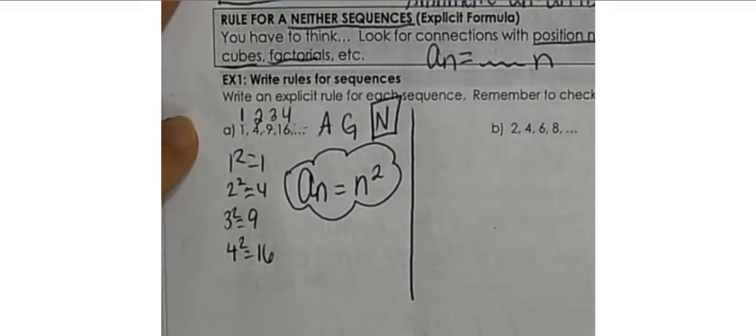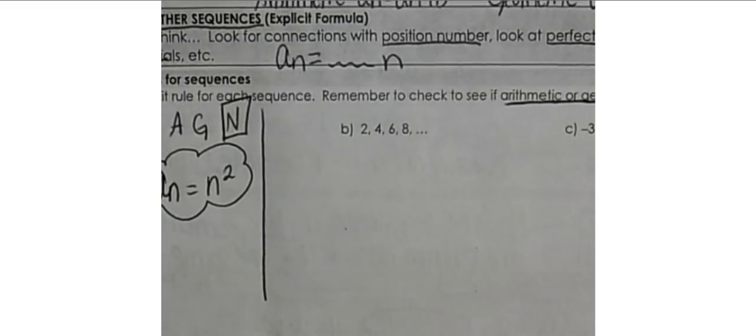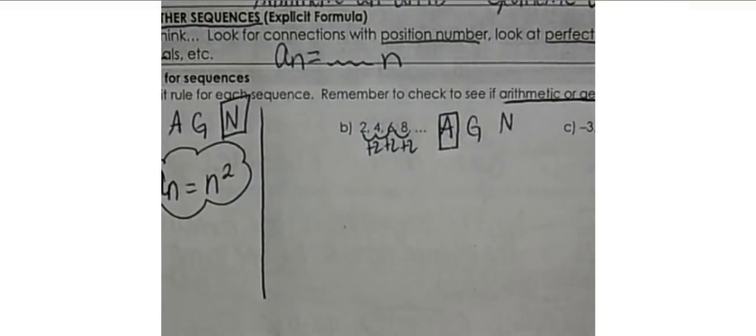Let's go ahead and look at letter B. For letter B, we want to look at our values. We want to identify if this is arithmetic, geometric, or neither. We need to look at our numbers. I know to go from 2 to 4 to 6 to 8, it appears as if I am adding 2 each time in order to get to the next value. And that tells me that this is arithmetic. So if this is arithmetic, I know what my common difference is. My common difference is 2.